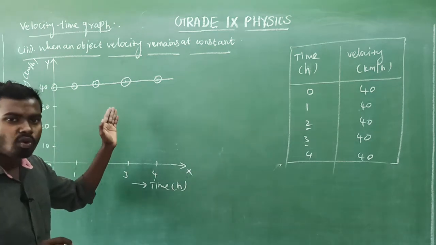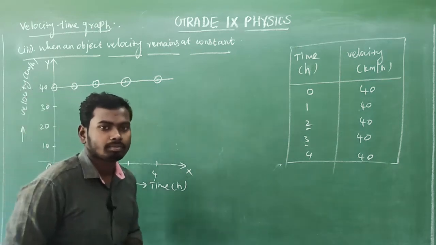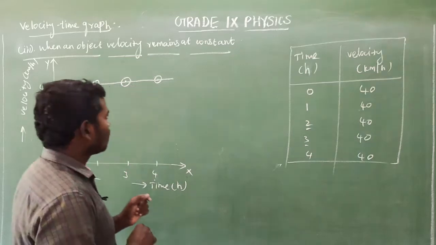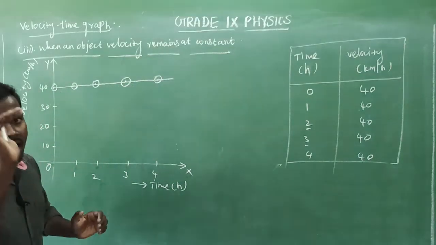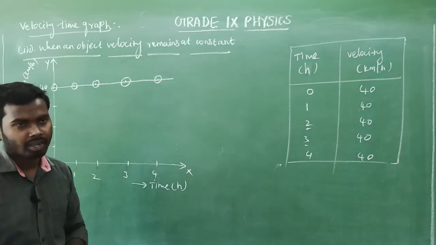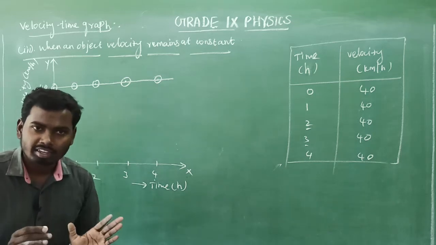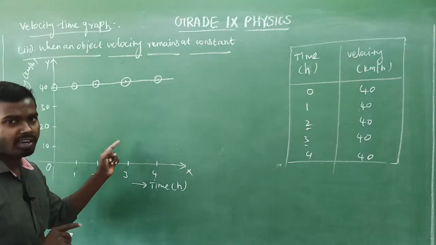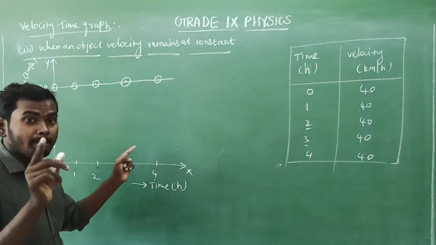Next we are going to calculate the acceleration of the object. What is the acceleration of the object while the velocity remains constant? It's very simple. Next I'm going to find out the acceleration quantity. After that we will find out the magnitude of the displacement.